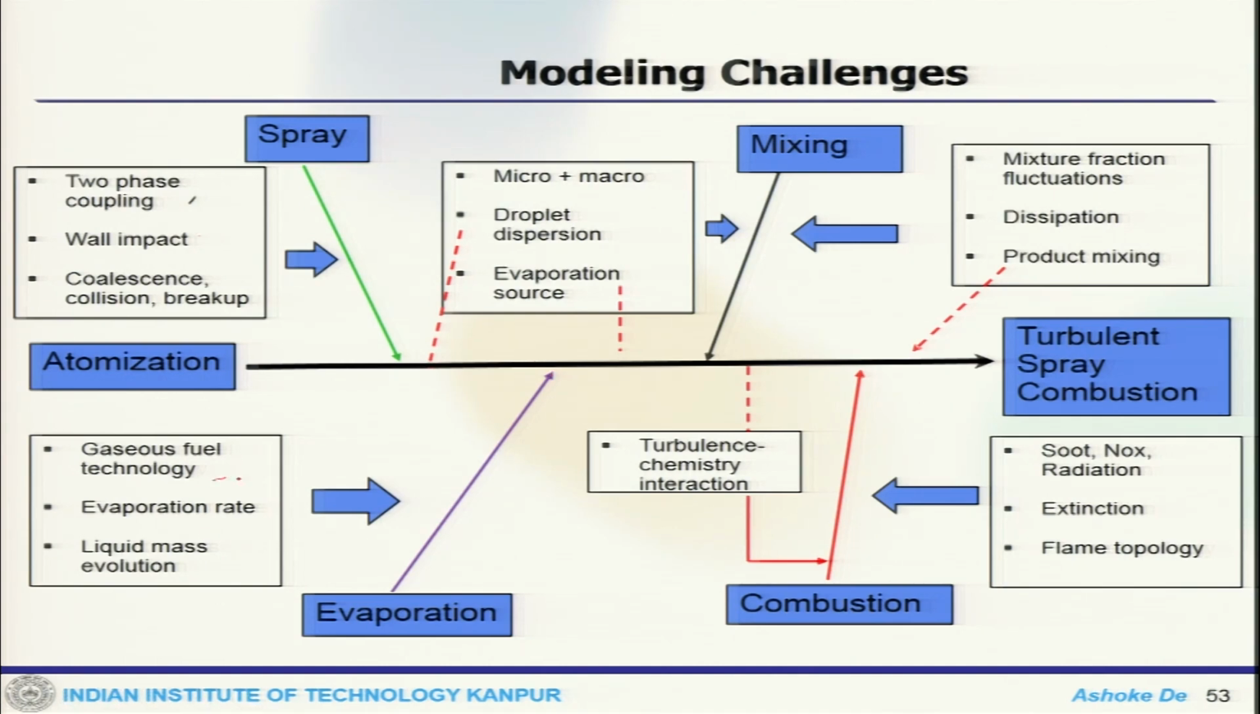So, there is gaseous fuel, evaporation rate, and then there could be an evaporation source and the mixing takes place, and then the combustion, where due to turbulence chemistry interaction, it finally goes to turbulent spray combustion where you get soot and all this. So, that gives you a complete picture. From atomization to turbulent spray combustion, in between there will be spray, after that it evaporates, mixing, then the combustion, and finally you have a complete picture of turbulent spray combustion.